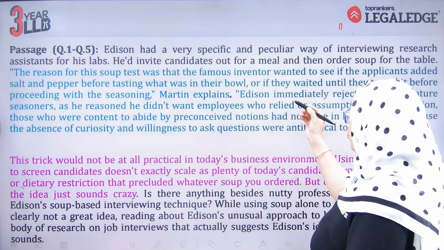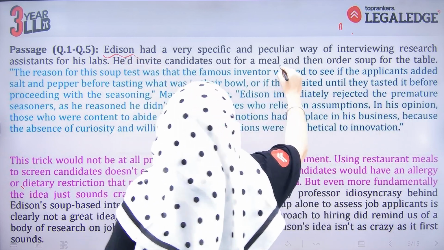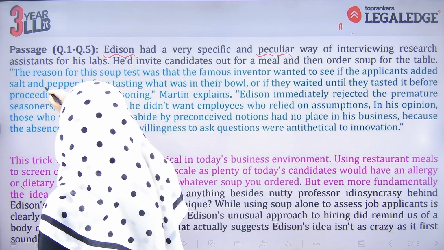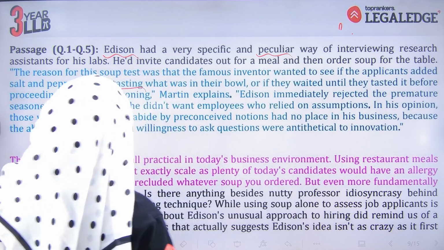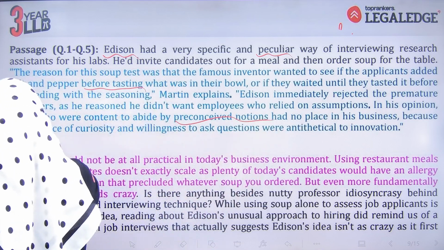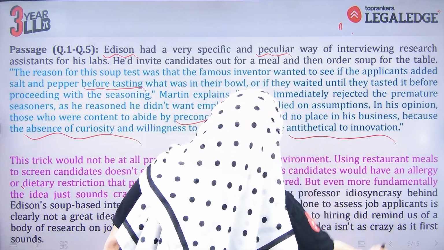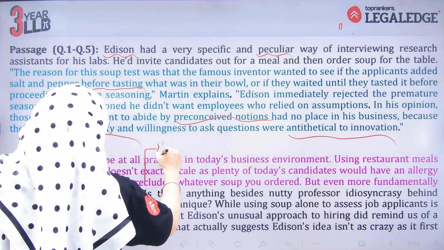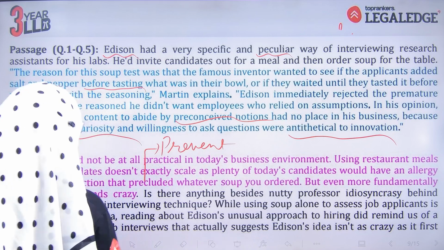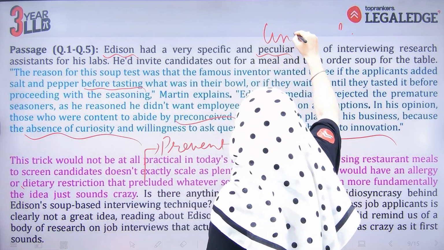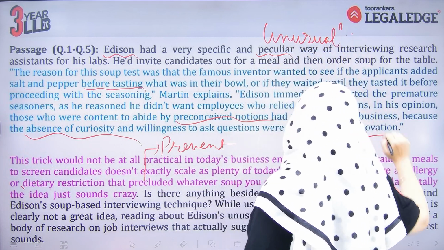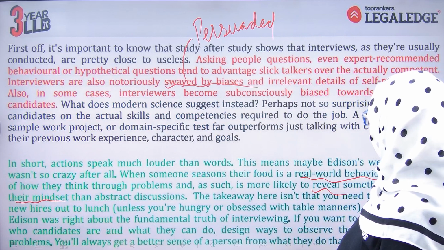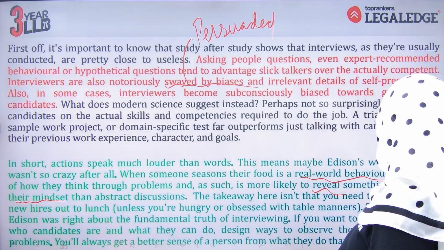Now I'm just highlighting a few words. One is Edison, second is peculiar, then third should be before tasting, preconceived notions, absence of curiosity, antithetical to innovations. Preclude exactly means prevent, although this is not a keyword. Peculiar means unusual. Then we have got swayed away. That means persuade, get carried away.